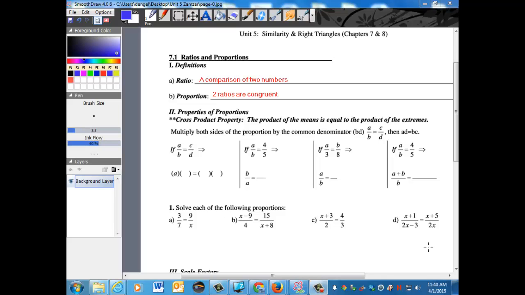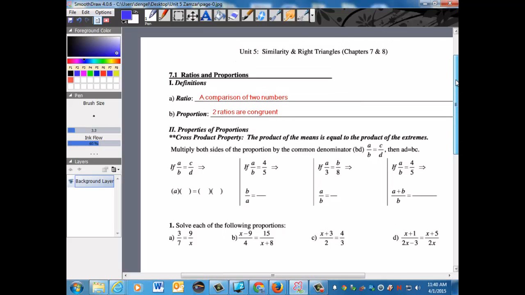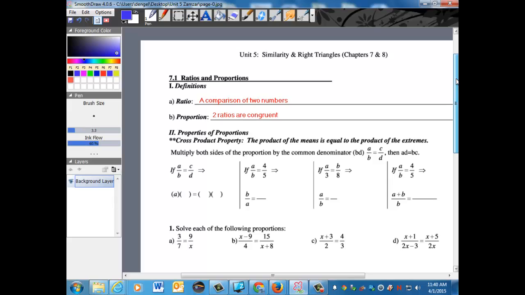Welcome back to geometry. We are finished with quarter 3. This is the start of quarter 4. One quarter down, our last quarter to go, and it'll be summer before we know it. We're going to start off with 7.1 ratios and proportions.